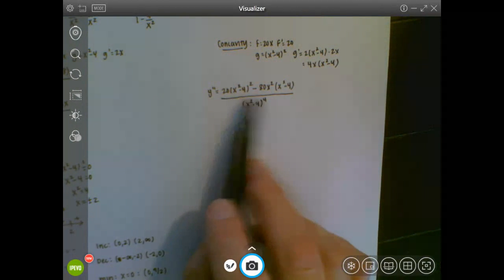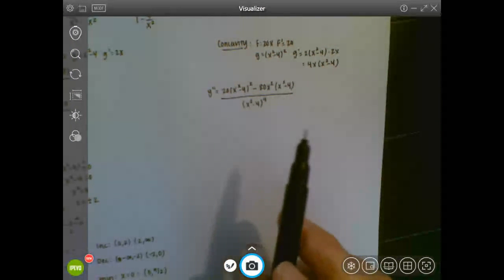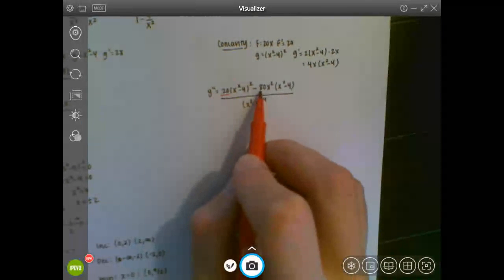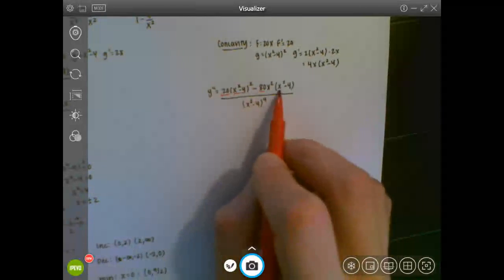So I'm just going to clean things up a little bit up here. I do have a GCF to take out up here again. I'll take out a GCF, it looks like, of 20. And I definitely have a common factor of x squared minus 4.